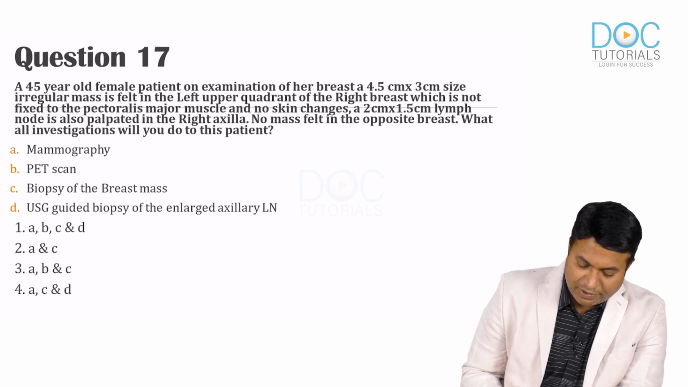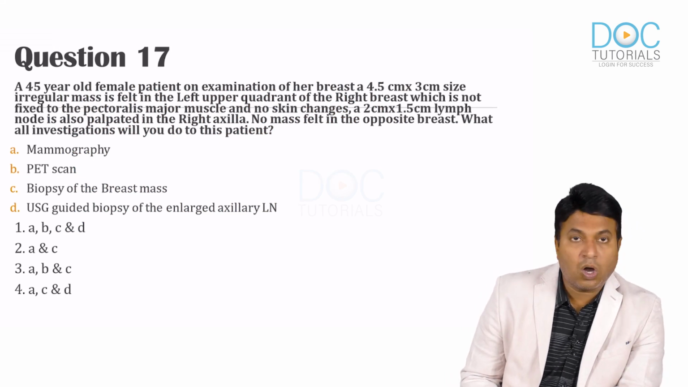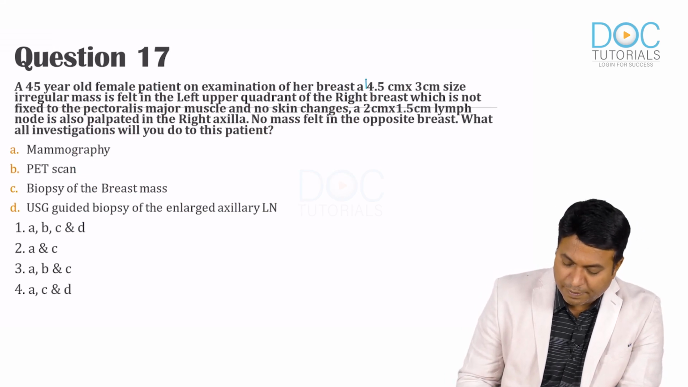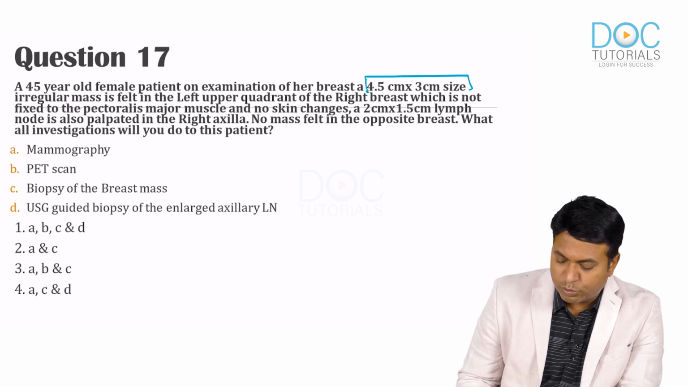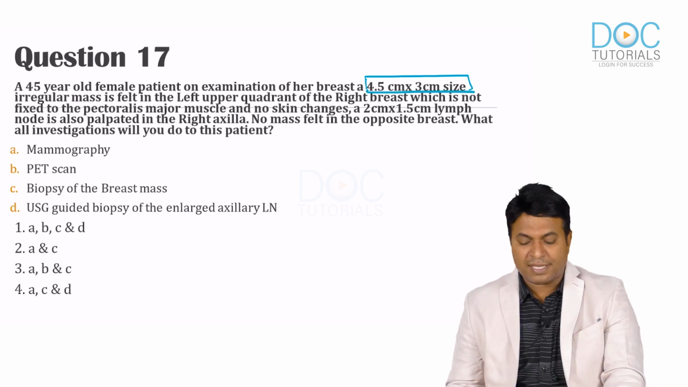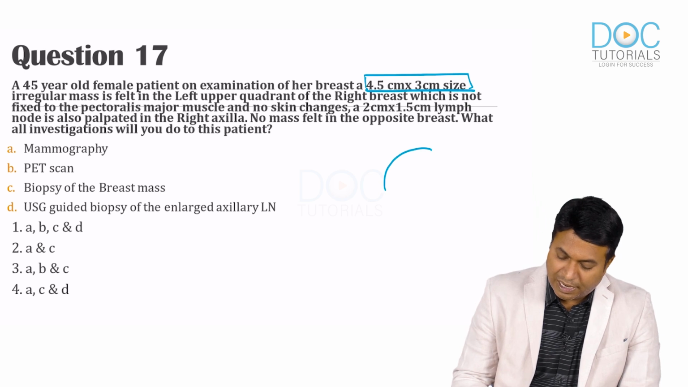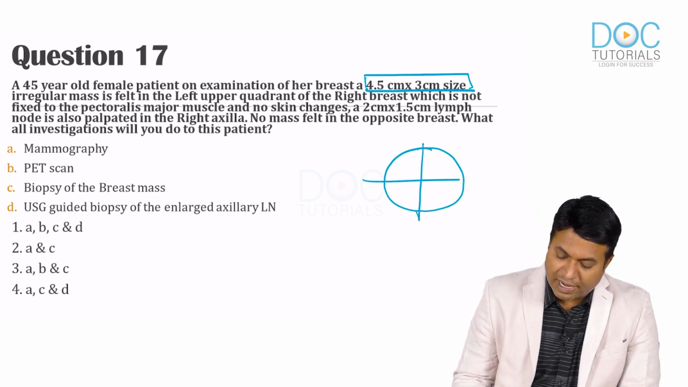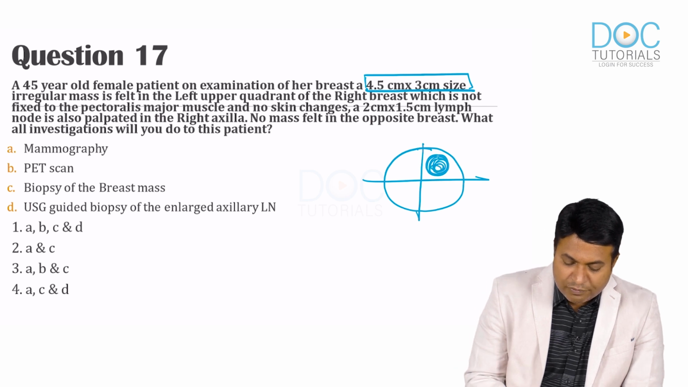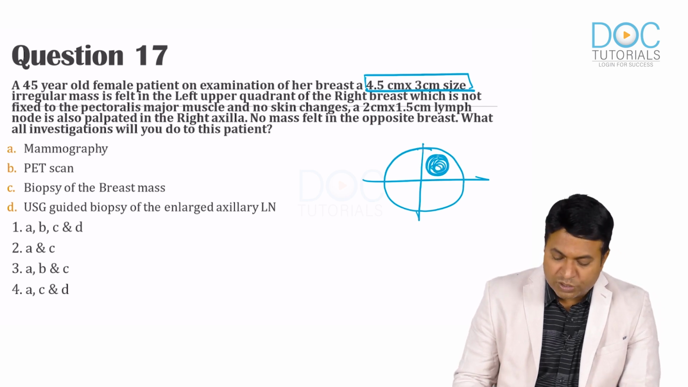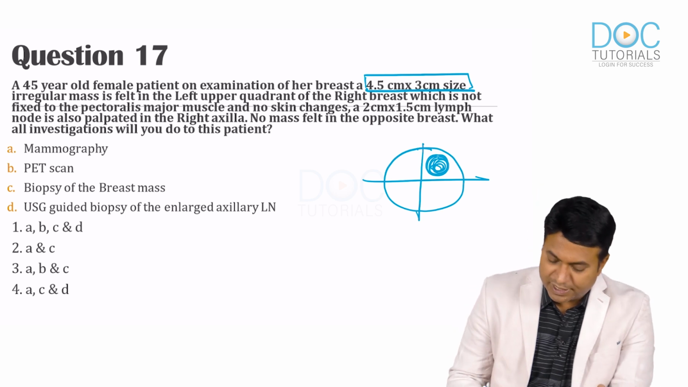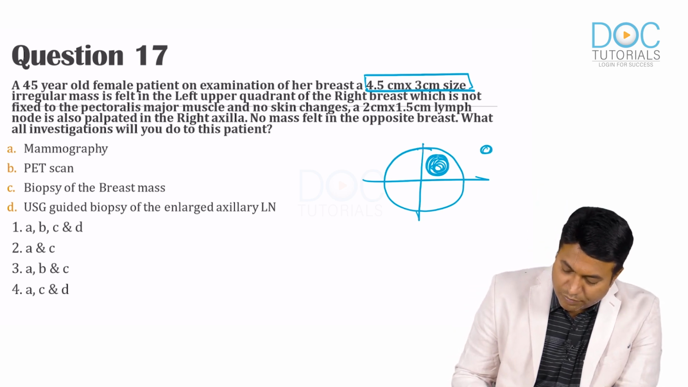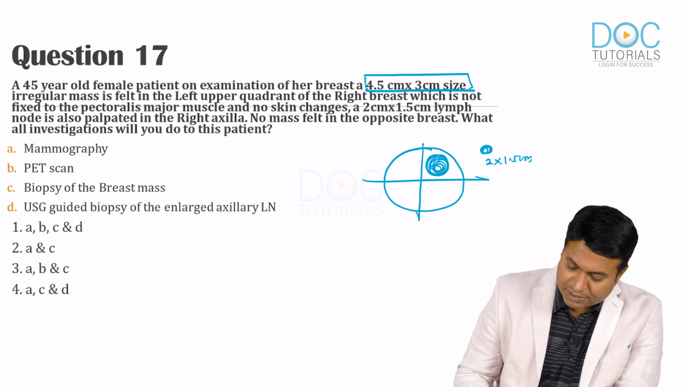Next question, a 45 year old female patient, on examination of her breast, a 4.5 into 3 centimeter irregular mass is present in the left upper quadrant of the right breast. There is a mass which is not fixed to the pectoralis major. No skin change is also seen. It is having a single node which is 2 into 1.5 centimeter. So what is the staging for this case?